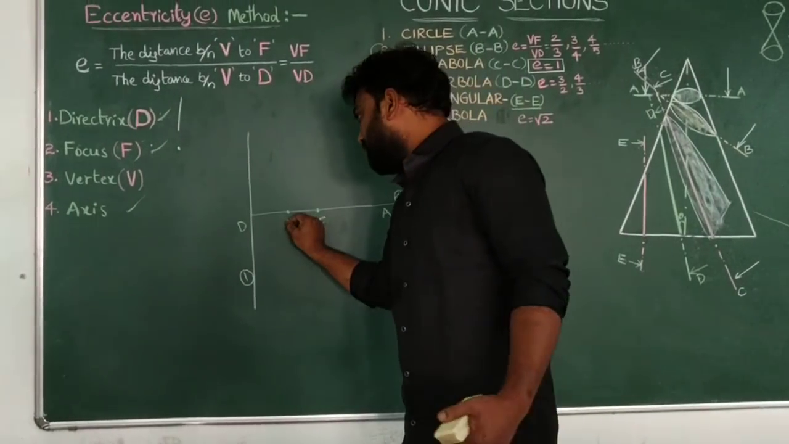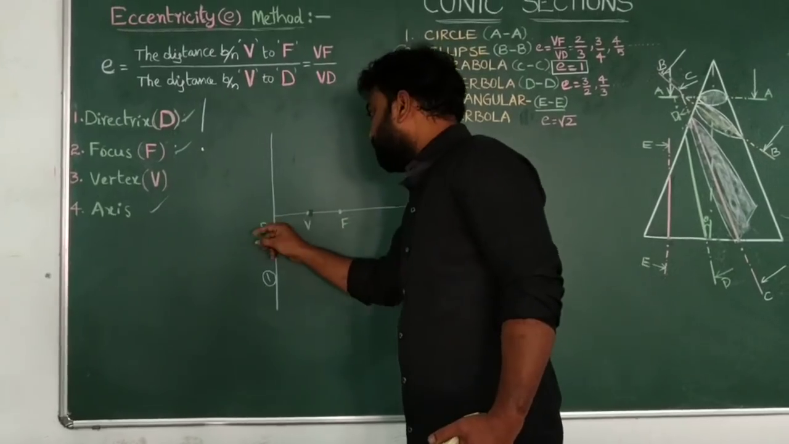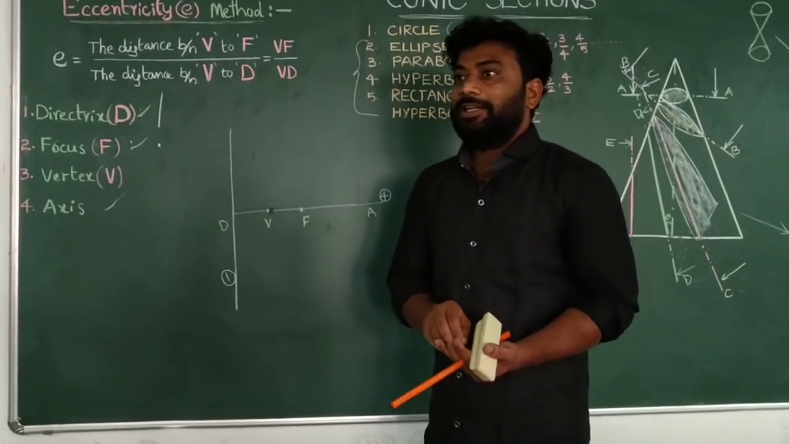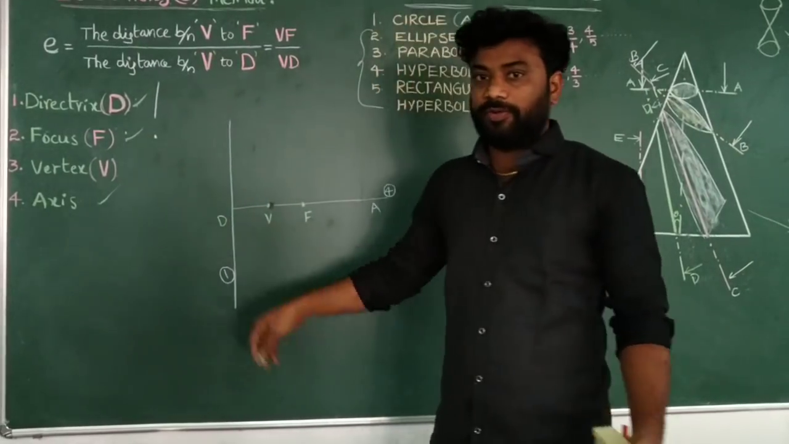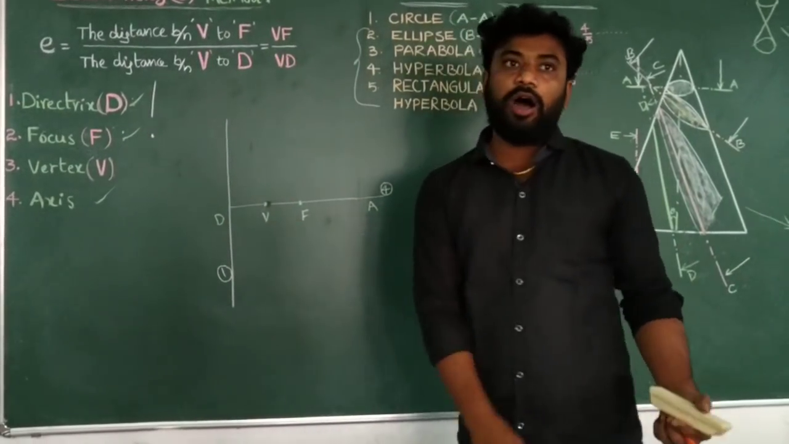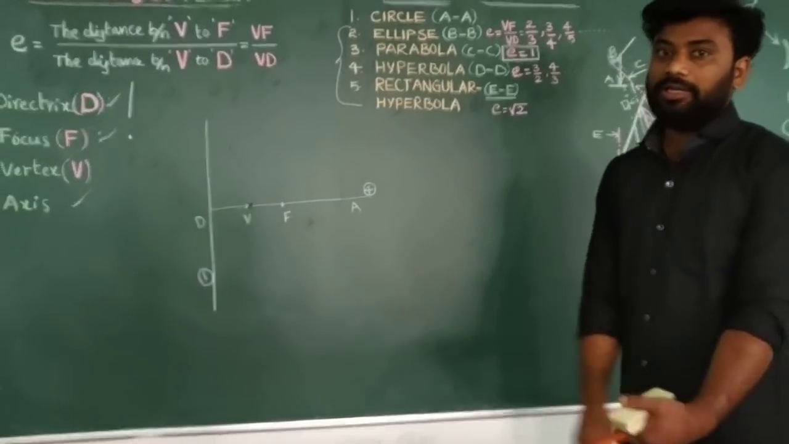So suppose this is the vertex. Suppose the vertex is located exactly at the midpoint of DF, we will be getting a parabola, because here DV is equal to VF. We can see how we will be getting the conics with the help of eccentricity in the next video lecture.